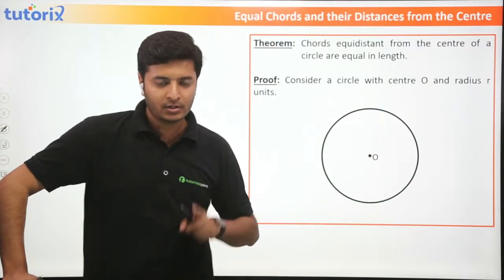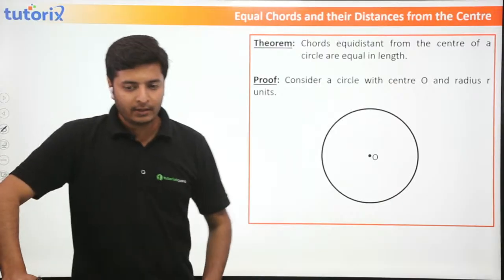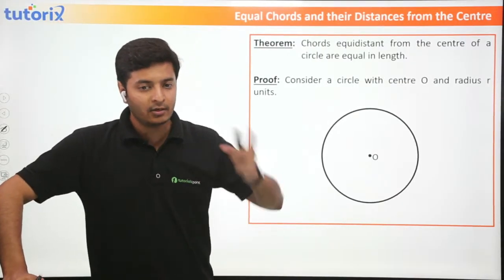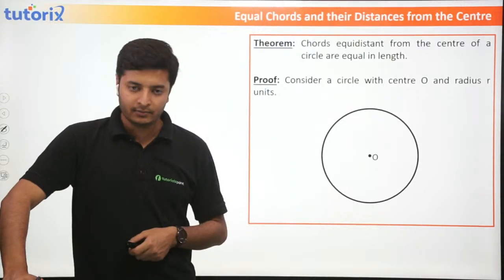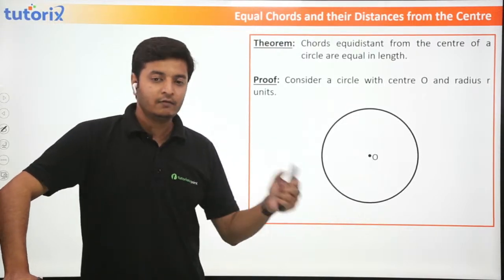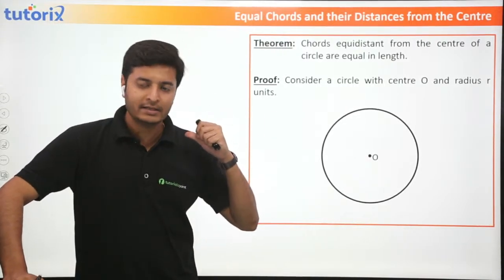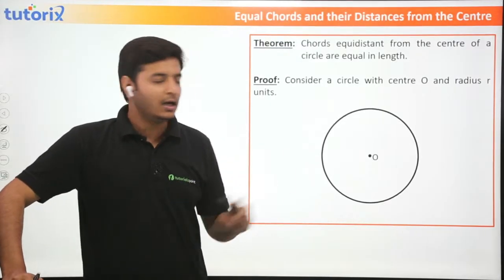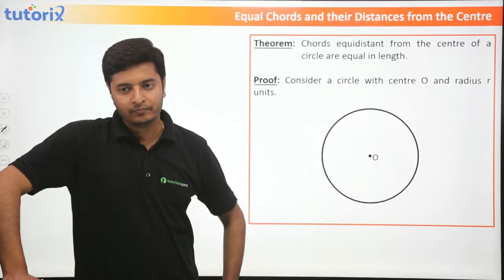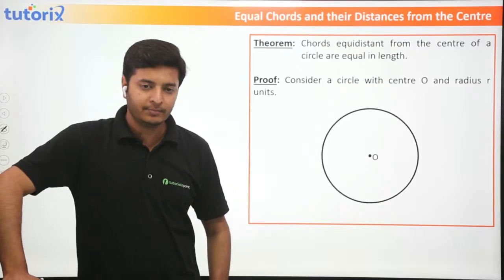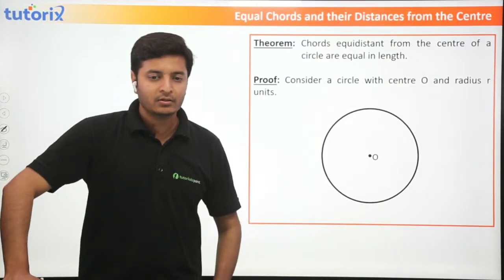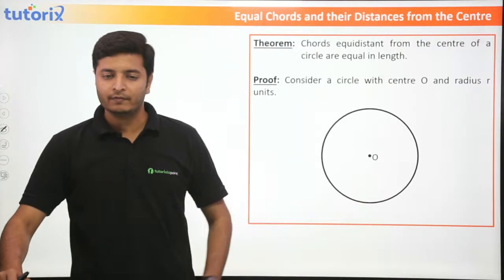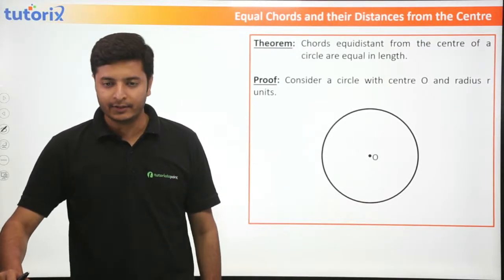Now, this one. The statement is: chords equidistant from the center of a circle are equal in length. It means the converse of the previous one, isn't it? We need to prove the converse of the previous theorem. So first things first, we need to consider a circle with center O and radius R units.